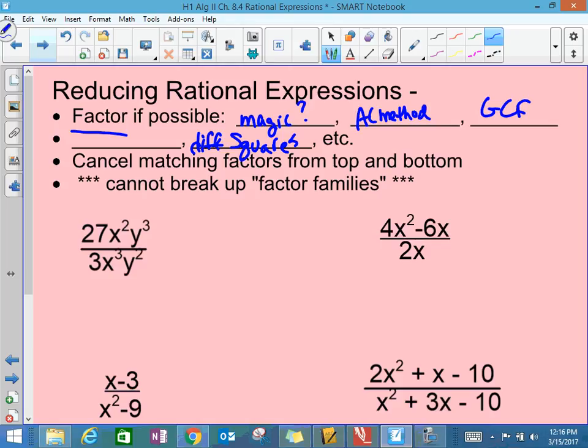And we're really not dealing with those. We're dealing with only factoring. So only the kind where you could break it down into like a distribution problem or like a FOIL problem, okay? So to simplify rational expressions, we factor if possible, and we use all the kind of methods we listed. And then we cancel matching factors from top and bottom.